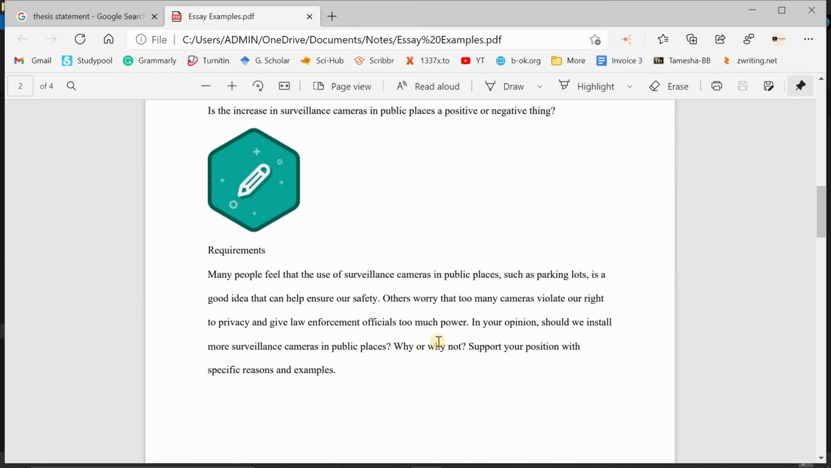statement. In this section, maybe you can say, many people think that having many CCTV cameras is a bad thing. But the truth is, it's a good thing because of A, B, and C. You know, that is your thesis statement. And now the body will focus on explaining A, B, and C, and D or E or F, if you have all of them.